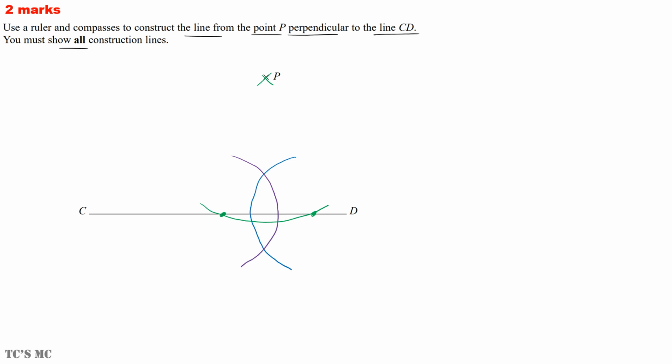And now we have all our construction lines. For the final mark, we need to join up where the final arcs intersect. So that's this one over here, this one over here, and P. So get your ruler and join that all up. And it should be a right angle. You must be as accurate as possible to get both marks.